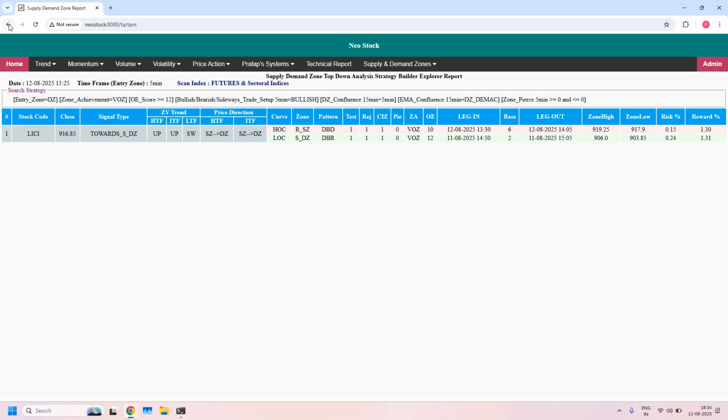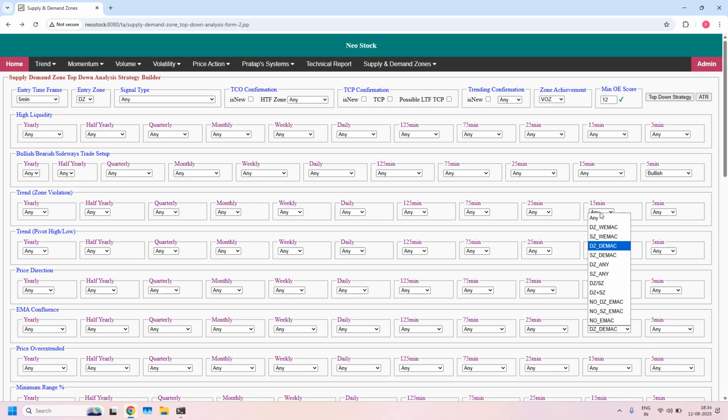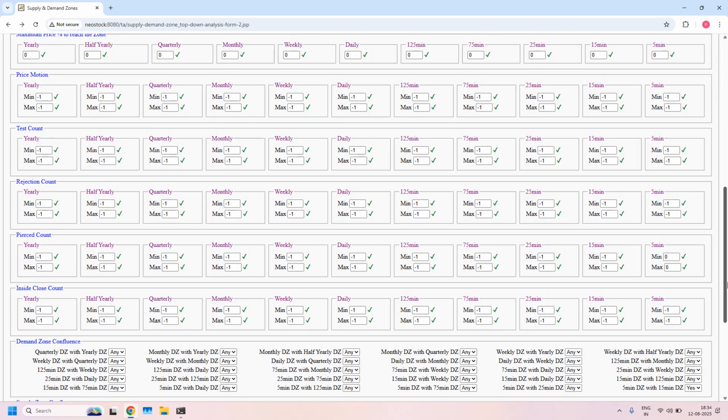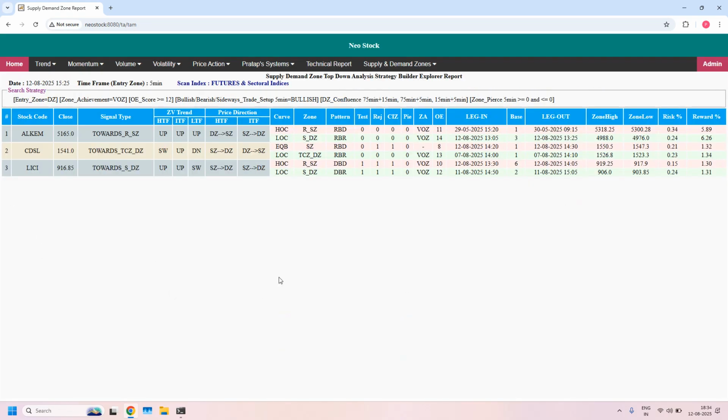LTF, ITF, HTF demand zone Confluence supported stocks. Removing EMA filter. Demand zone Confluence, 3 filters: 5 minutes and 15 minutes enabled, 5 minutes and 75 minutes demand zone Confluence, 15 minutes and 75 minutes demand zone Confluence. With all the 3 filters, we got 3 stocks. In all the 3 stocks, these 5 minutes demand zones overlapped with 15 minutes demand zone, both together overlapped with 75 minutes demand zone. 75 minutes trend is up in 2 stocks.